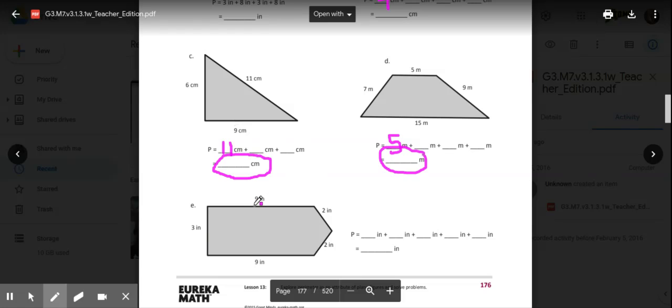E is just like the last 4 we worked on, except this time we have a pentagon because it has 1, 2, 3, 4, 5 sides. It's not a quadrilateral or a triangle. So they have 1, 2, 3, 4, 5 blanks. You will just plug in those numbers into those blanks to finish, and then add them to find the perimeter in inches. Please pause the video to do that.